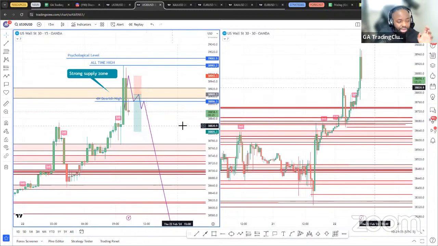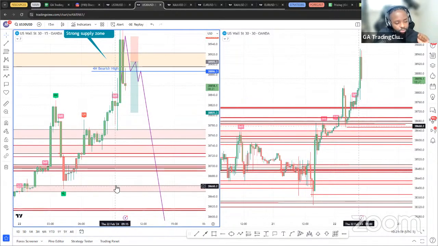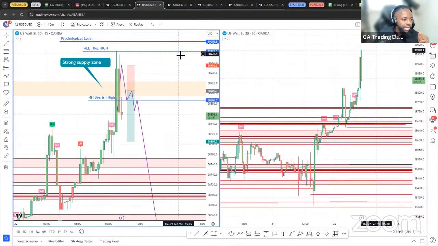So remember, today we don't have any SARs for US 30 based off of where price is. The SARs are these red zones that are down here. But this zone that's up here, this is ideally that strong supply zone.